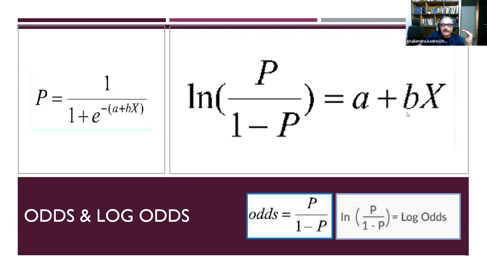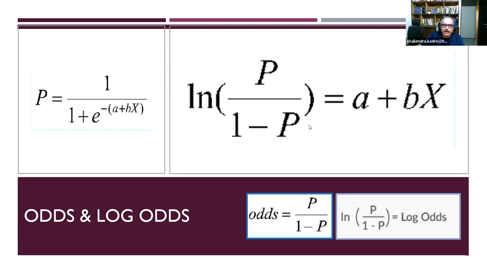So the right hand side is a linear equation. You are familiar with this equation: a plus bx is nothing but the equation of a straight line. So log of P upon 1 minus P on the right hand side becomes a linear equation, so we call it a linear model. Linear regression is a linear model, and this logistic regression also comes in the linear model category.